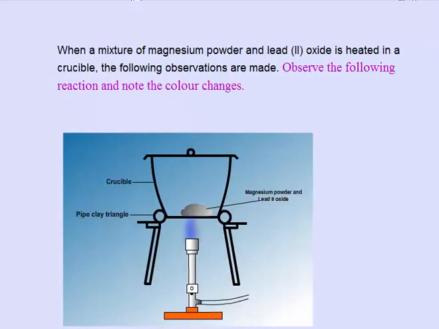When a mixture of magnesium powder and lead 2 oxide is heated in a crucible, the following observations are made. Observe the following reaction and note the color changes.